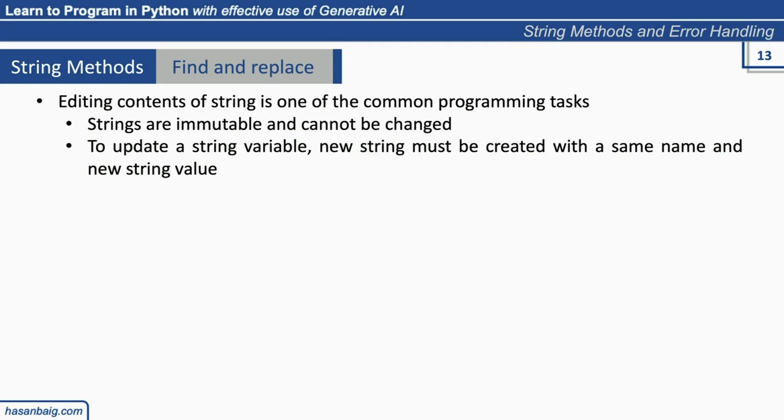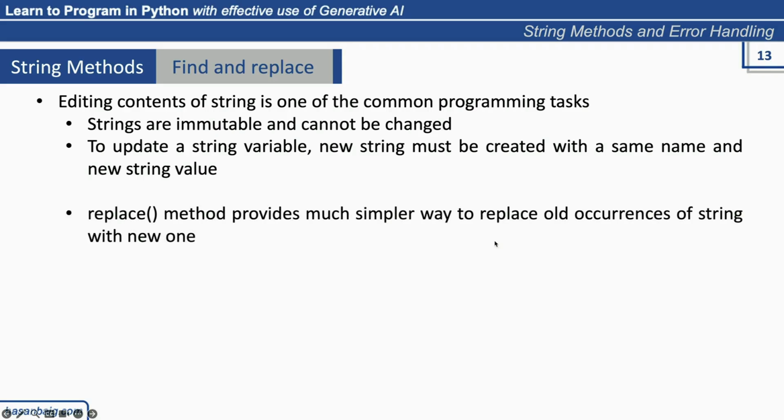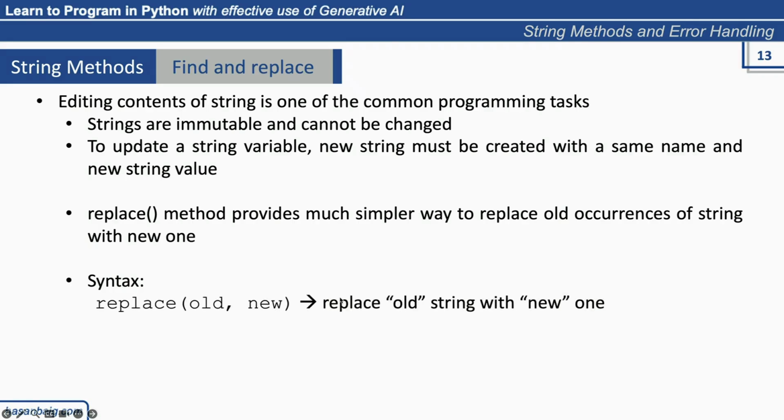If you want to change it, you can create a new string with the same variable and whatever value you want, so the entire new string will be assigned to the same variable. However, we have a replace method that provides a much simpler way to replace old occurrences of a string with a new one. It only allows us to replace, not to delete. The syntax is replace: you specify the old string that you want to replace, and then after a comma, the new string that you want to replace the old string with.